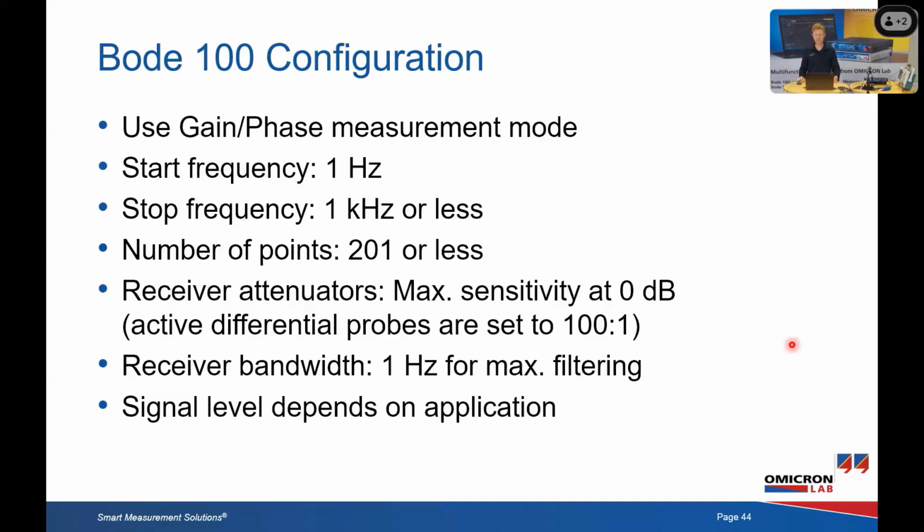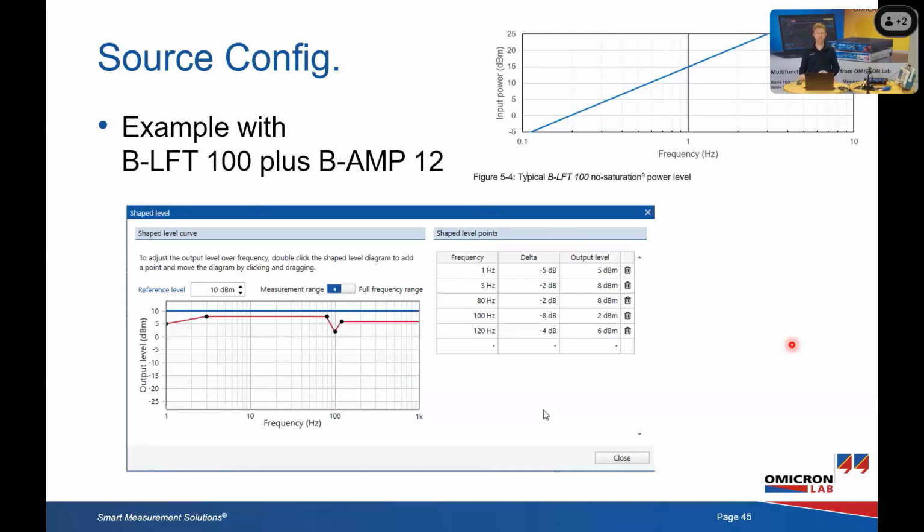And the signal level depends a little bit on the application. Here I used the maximum signal level. Also, I tried using the BLFD with the B-AMP, and if you look at the user manual, you can see at 1 Hz you can use up to 15 dBm signal on the BLFD without having too much distortion on the measurement, and from 2-3 Hz on you can use the full 25 dBm.